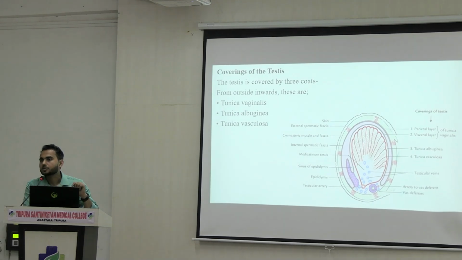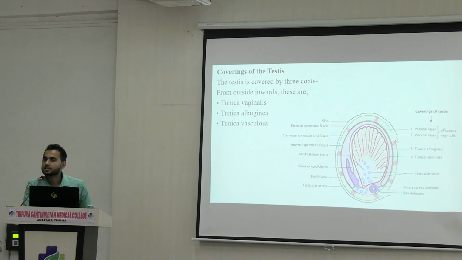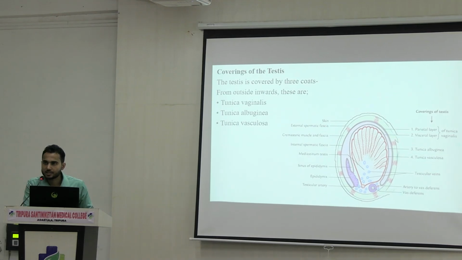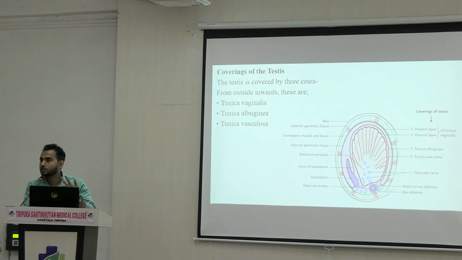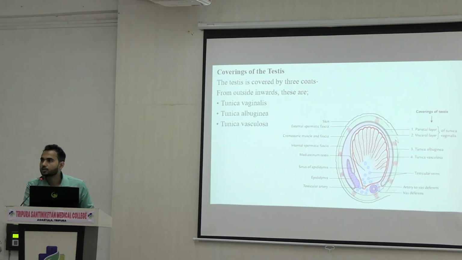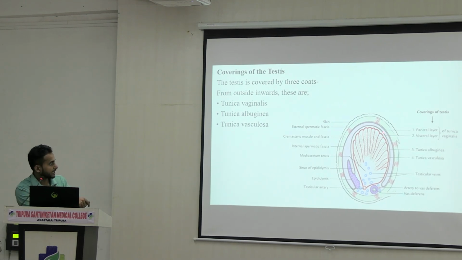Okay, now which is the outermost? First is the tunica vaginalis. Please keep that in mind. The tunica vaginalis is again divided into two different layers, the parietal layer and the visceral layer. Now your question will be, why are the parietal layer and visceral layer coming here? If you can see the diagram, the tunica vaginalis is divided into two layers. The outer one is the parietal layer, the inner one is the visceral layer, separated by a small cavity.